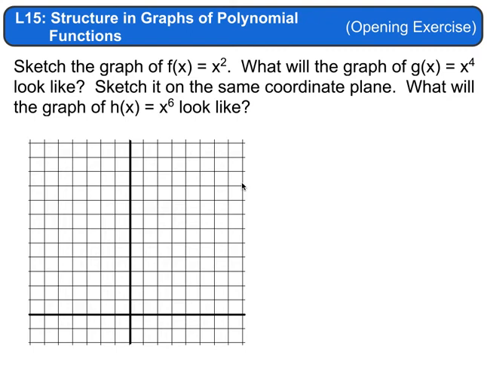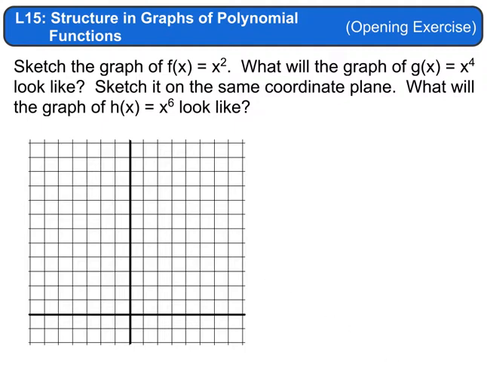15, structure and graphs of polynomial functions. It says in the opening exercise that we're going to sketch the graph of f of x equals x squared, the graph of x to the fourth, and then what will the graph of x to the sixth look like. So they want us to graph just a quick sketch. It does not have to be perfect. I have a grid here to aid in that.